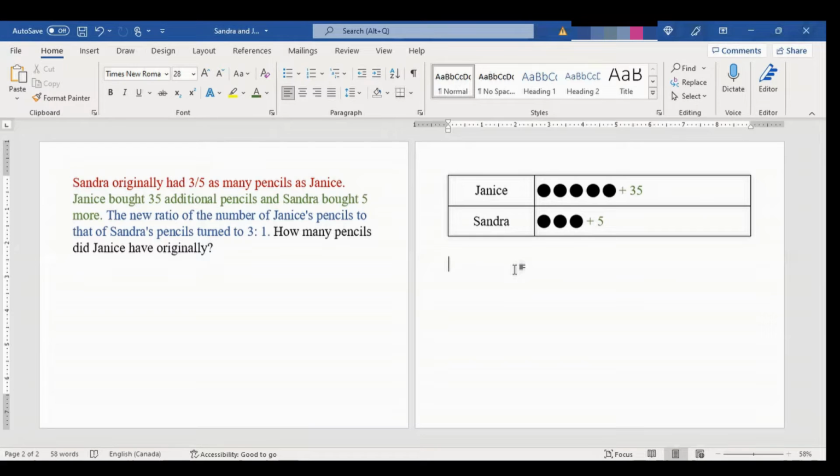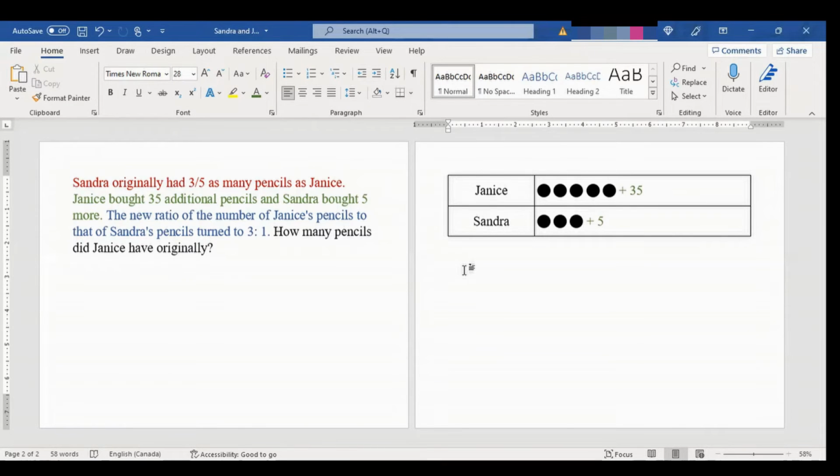So now we're going to represent Janice's amount in a different way. Because if Janice's amount is 3 times Sandra's amount, we can take Sandra's amount, 3 circles plus 5, and put 3 of those to get 9 circles plus 15. And that would be representing Janice's amount in another way, in terms of Sandra's amount. And that will help us find out how many pencils Janice had originally.